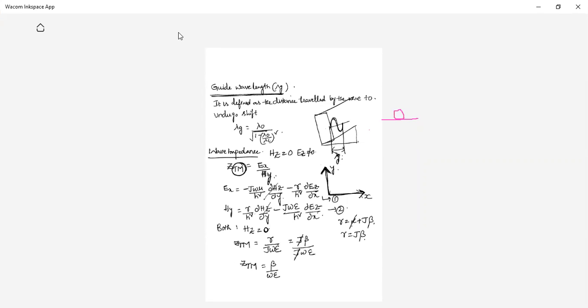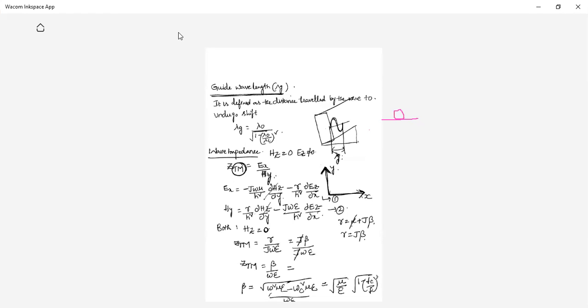Okay. So this can be further simplified. Yesterday we derived the expression of beta, which is nothing but the square root of omega square mu epsilon minus omega c square mu epsilon, by omega. In the denominator, mu epsilon is there. So after simplification of this expression, you are going to get square root of mu by epsilon into square root of 1 minus fc by f whole square.